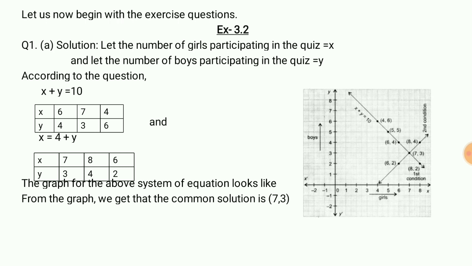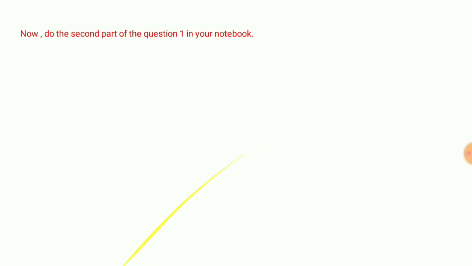That means your answer should be in the end. From the graph we get that the common solution is 7, 3. Therefore number of girls is 7 and number of boys is 3. The second part, I think you can give it a try. You will do it in the homework.